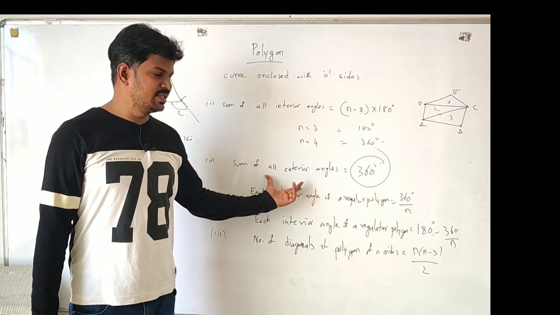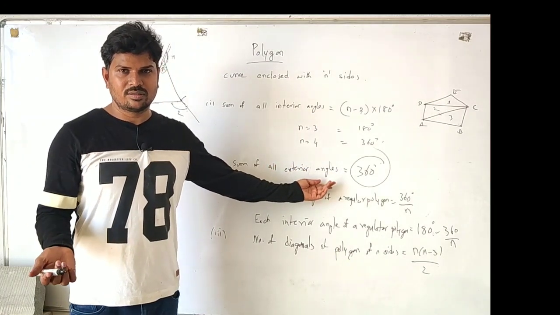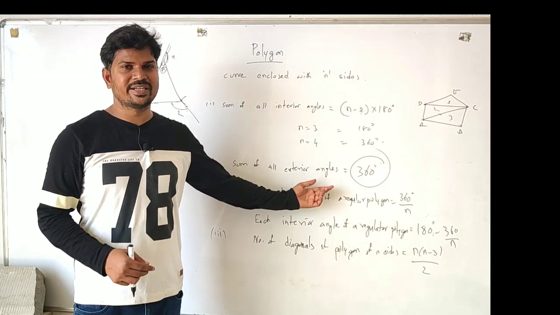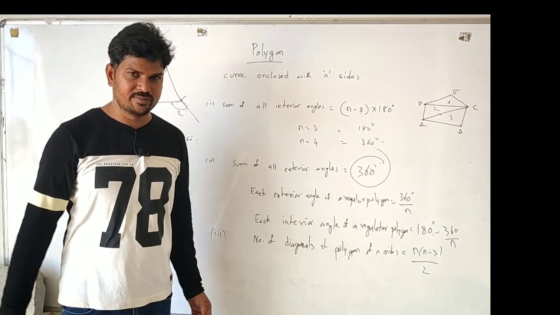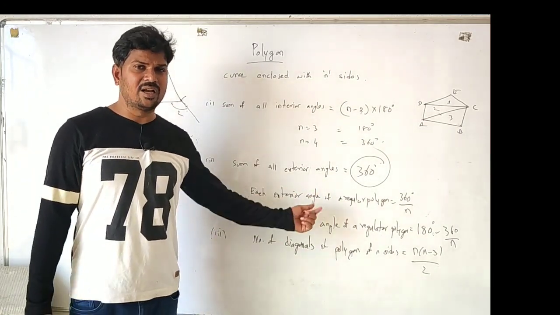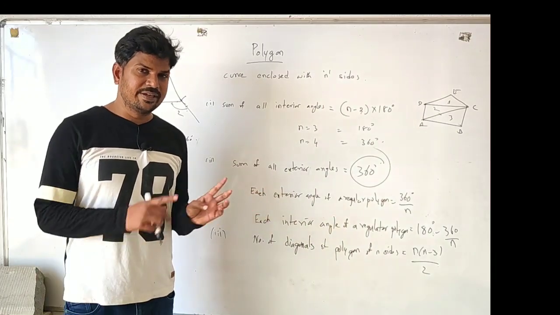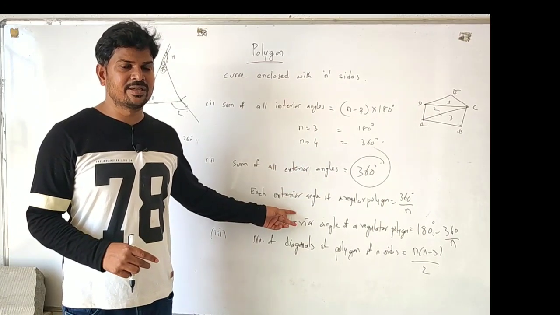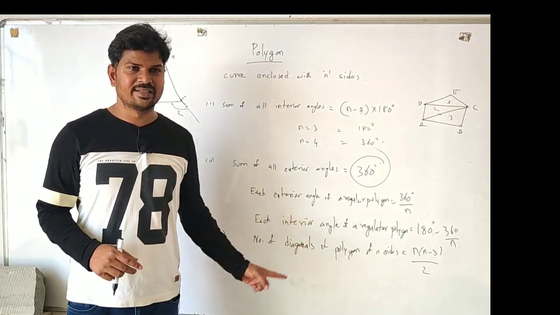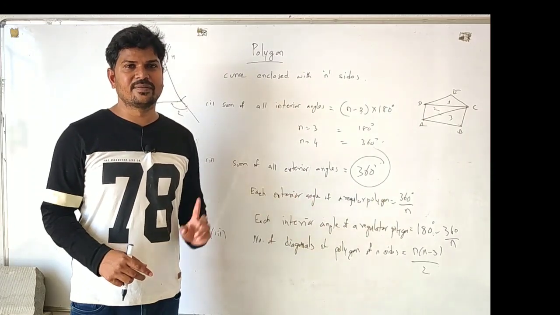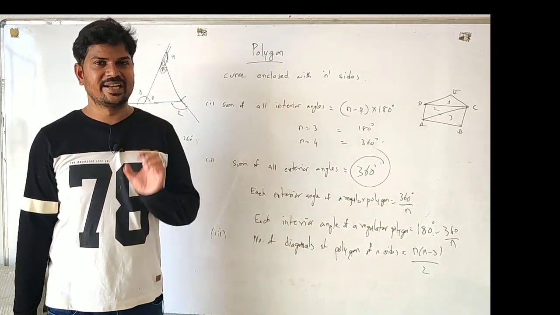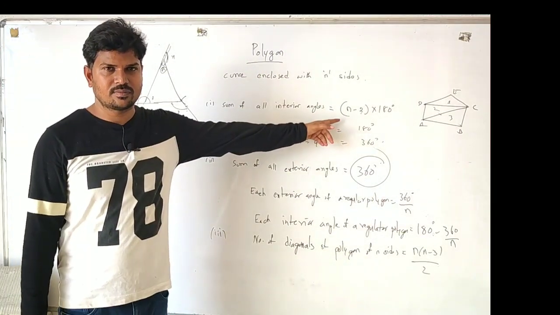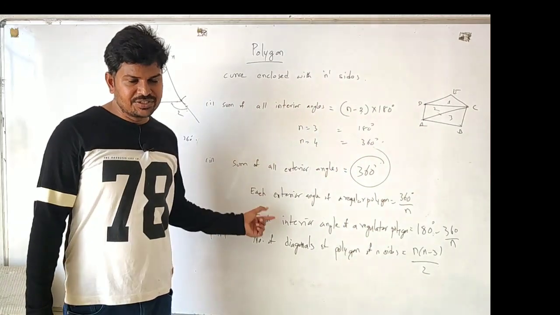That means each exterior angle will be decided based on the n value. The total is 360, and if you want one, then based on n sides: if n is 3 it means 360 by 3, if n is 4 it means 360 by 4. Now if you want each interior angle, you already found the exterior angle. You know the sum of the interior angle plus the exterior angle is equal to 180 degrees. That is fixed already. So as you know each exterior angle, you can subtract it and get the interior angle. That is 180 degrees minus 360 divided by n, which gives you each interior angle. Total sum is this one, total sum of exterior angles is this one, each exterior angle is this one.